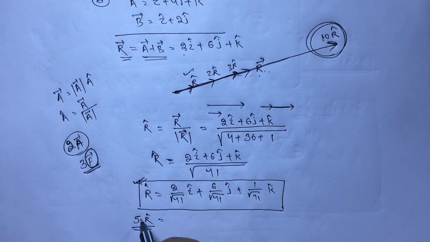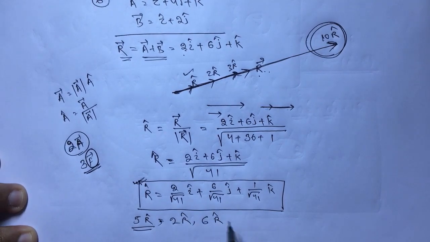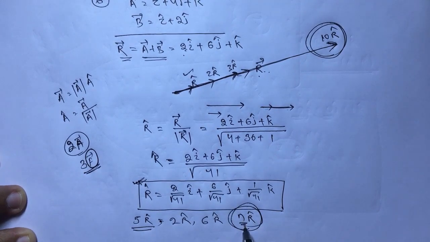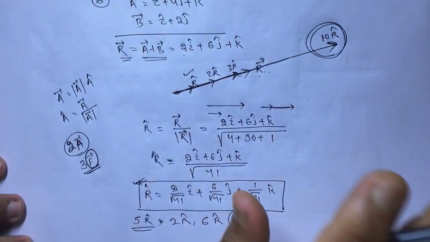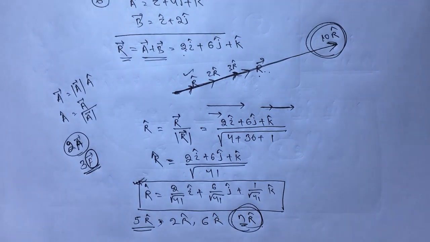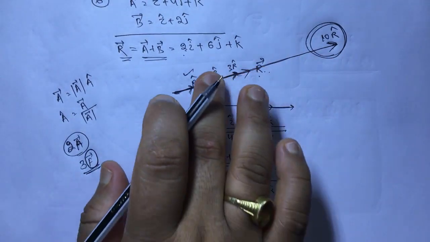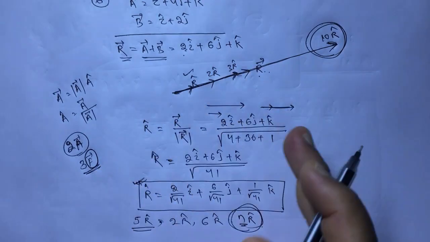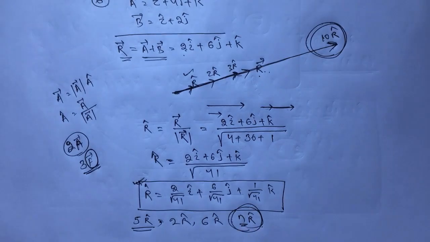Similarly, any number n r cap, 5r cap, 2r cap, 6r cap, any number you multiply with r cap, the vector will again give you a vector which is parallel to r vector. Is this point clear? I think r cap and r vector are parallel. Similarly, 2r cap, 3r cap, 10r cap, n r cap, all are parallel with r vector. Okay, so this is the question.